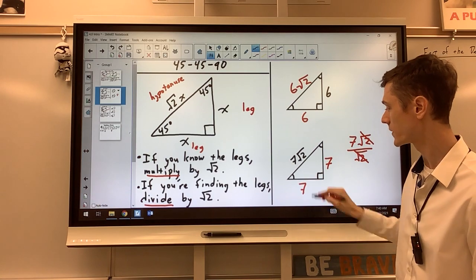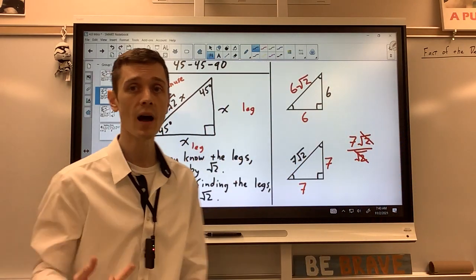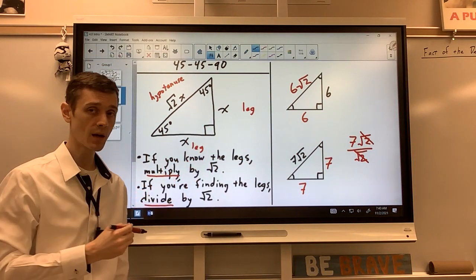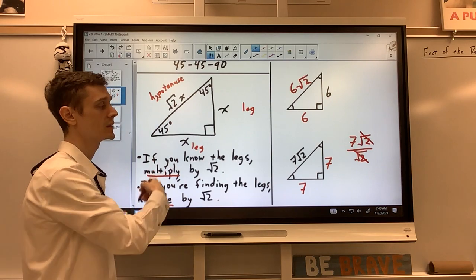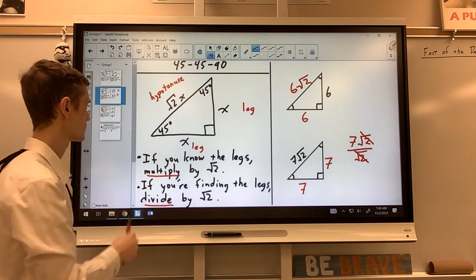And again, they will both be the exact same number, because they have two 45-degree angles, so the sides opposite those are the same. So keep in mind, if you know the leg, multiply by root 2 to get the hypotenuse. If you know the hypotenuse, divide by root 2 to get the leg, and then always simplify your answers.